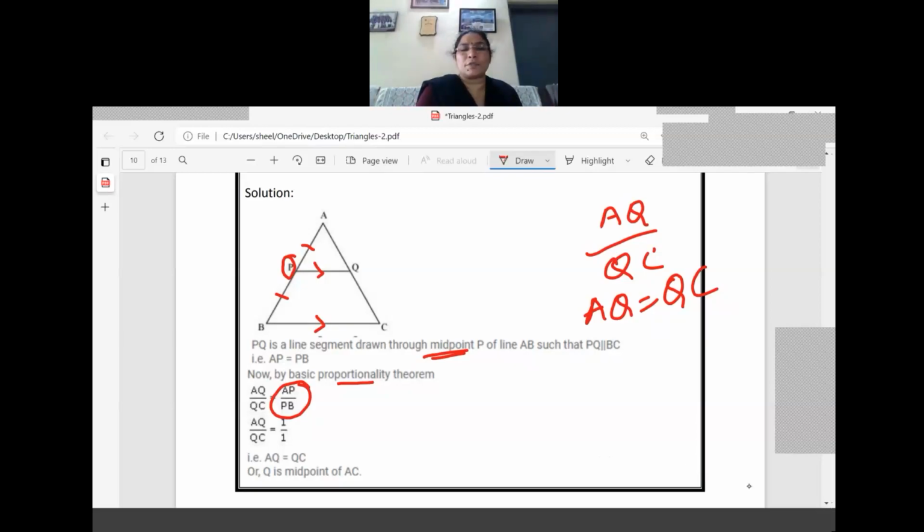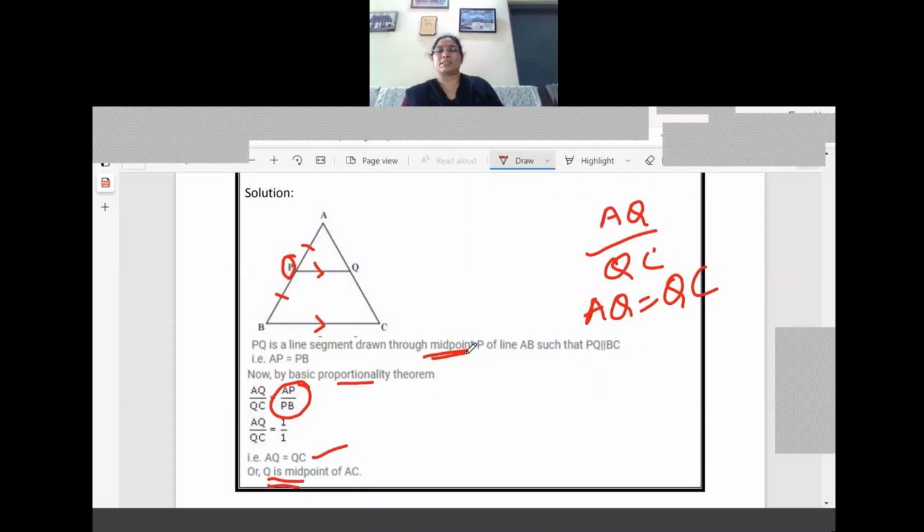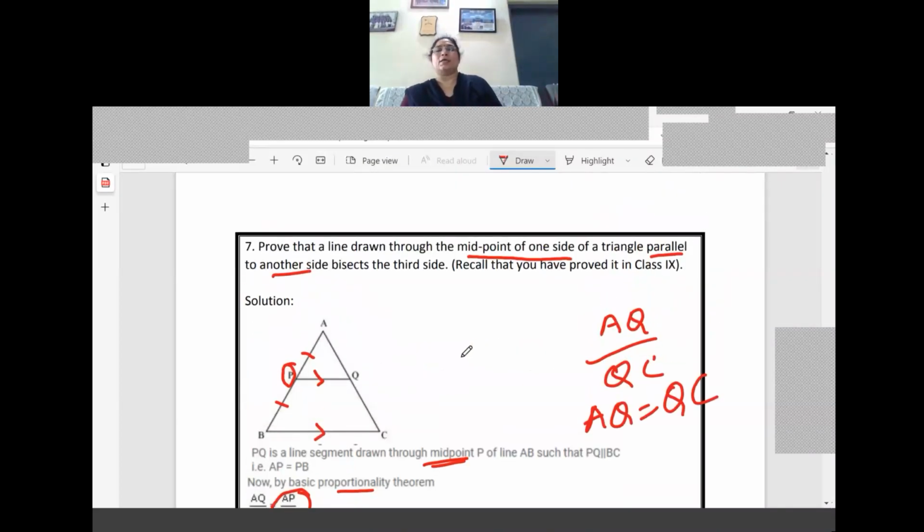So what is the meaning of this one? Q is the midpoint of AC. So we have learned that the line bisects the third side. So once again, we have proved the midpoint theorem here by using the BPT concept, right? In the midpoint theorem, on one side the midpoint is there, on the other side the line is parallel. So the third side naturally it is bisecting.